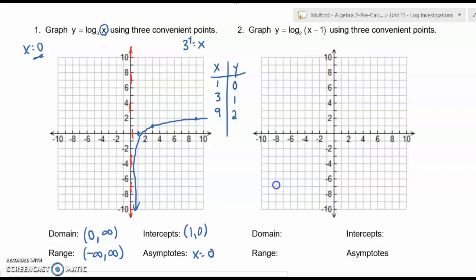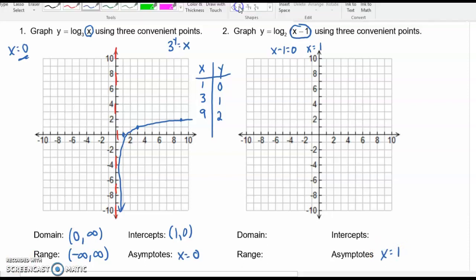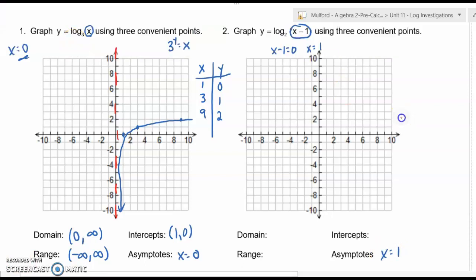Looking at our second graph, it's kind of the same idea. We've got log base 2 of now x minus 1. So this is the part that I'm concerned about to begin with. x minus 1, I set that equal to 0, and I get x is 1. That means I'm going to have an asymptote at x equals 1. So just as I did with the last one, I'm going to graph my vertical asymptote in red, so I can see where that graph's going to be.